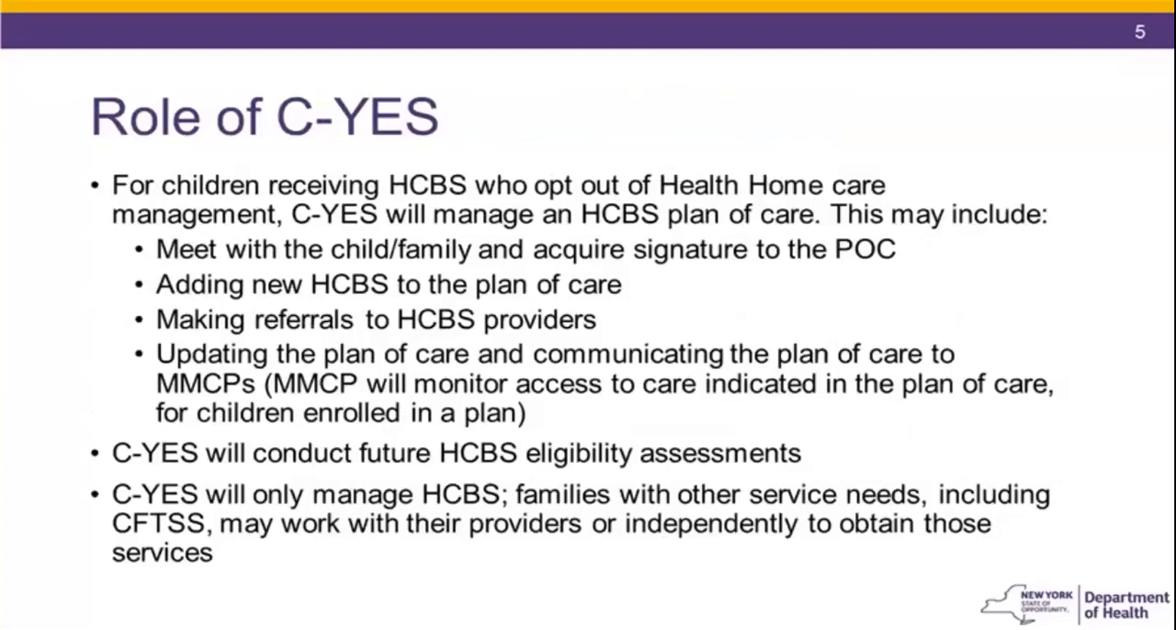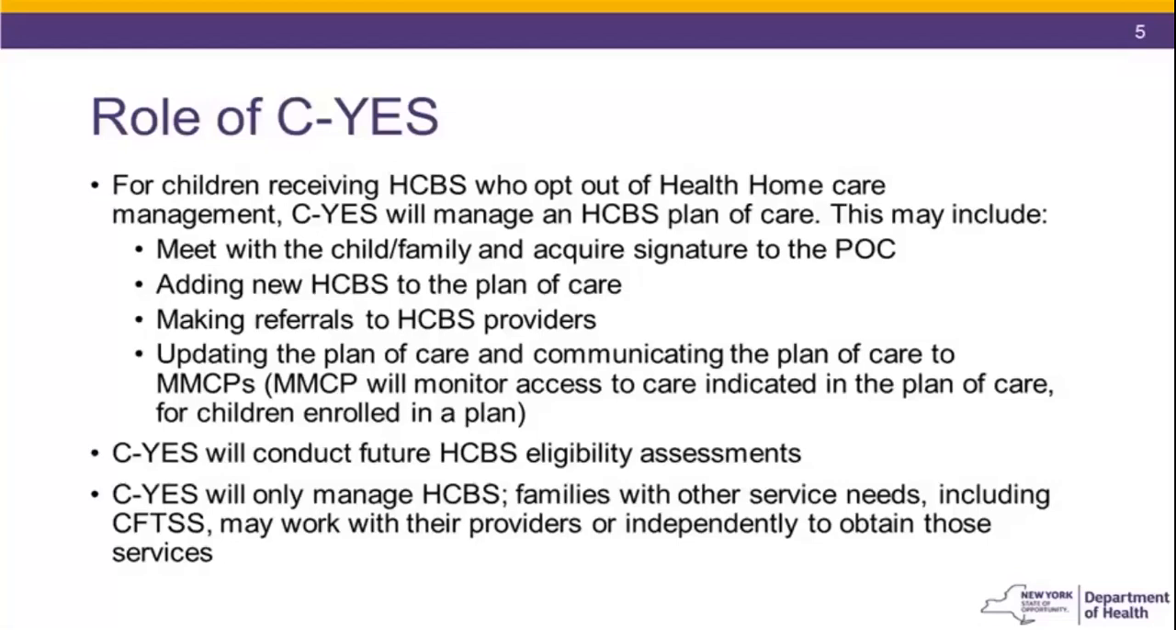The role of CES. For children receiving HCBS who opt out of health home care management, CES will manage an HCBS plan of care. This may include meeting with the child and family and acquiring signatures to the plan of care, adding new HCBS to the plan of care, making referrals to HCBS providers, updating the plan of care and communicating the plan of care to Medicaid managed care plans. But just a note here, the Medicaid managed care plan will monitor access to the care indicated in the plan of care for children who are enrolled in a plan.